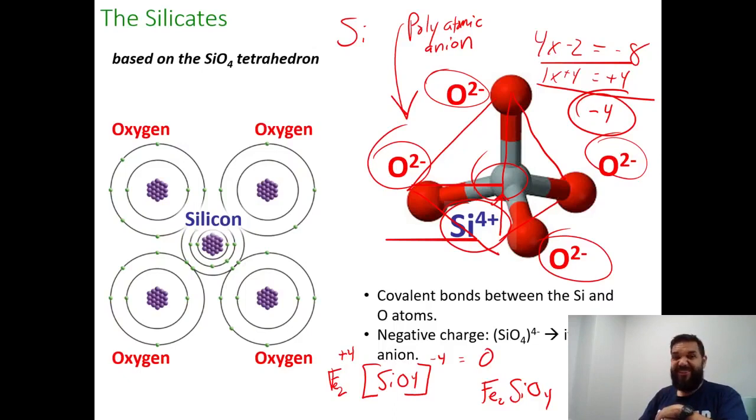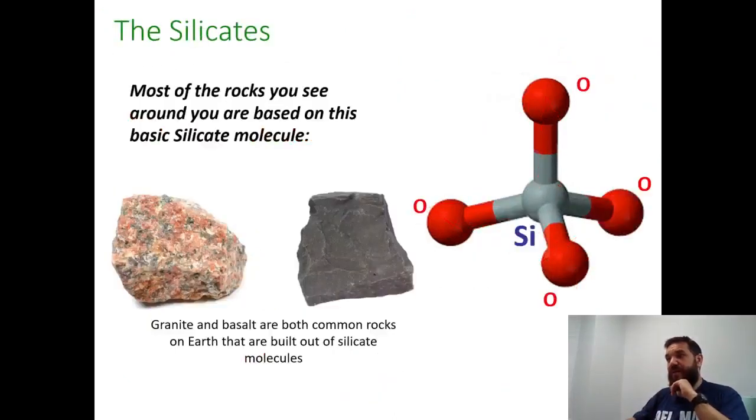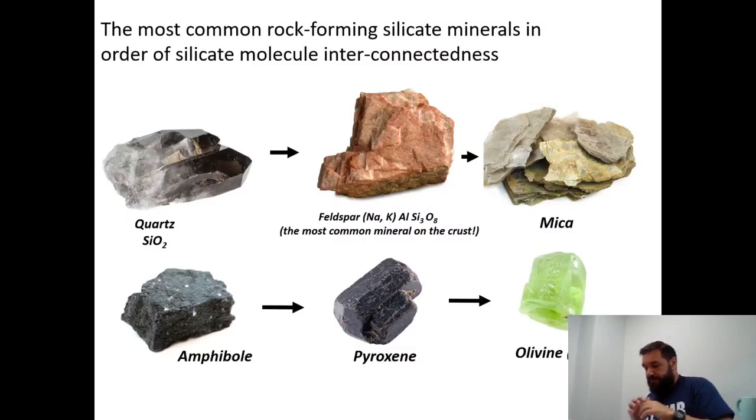Does that make sense? I know that's kind of complicated, but it's very important because these silicate tetrahedra are the building blocks of Earth. Most of the rocks you see around you are based on this silicate molecule. So, number 17, the most common class of rock-forming minerals are the silicates. So many of the most important minerals are the silicate minerals.